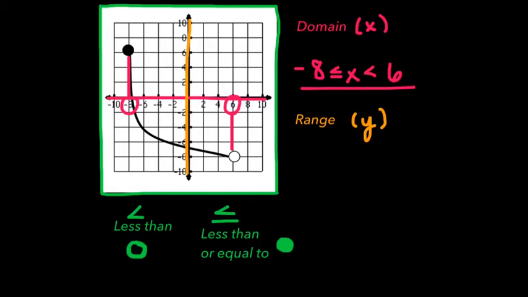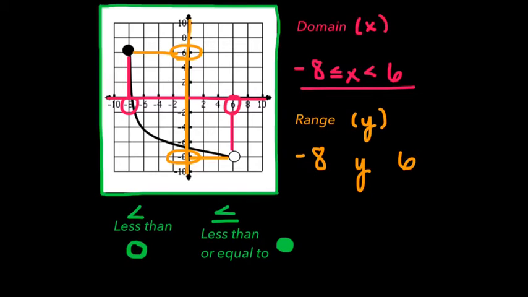And it's still writing it from least to greatest. So the smallest point is down here at -8, and the largest point is up here at +6. So that means my range goes from -8 to +6. And I'm going to put that y in there to show that I'm talking about the range.